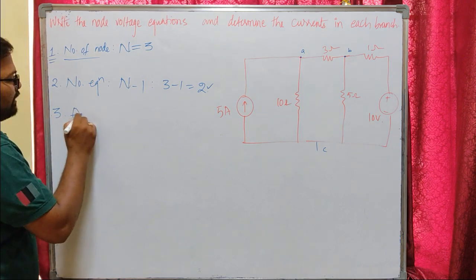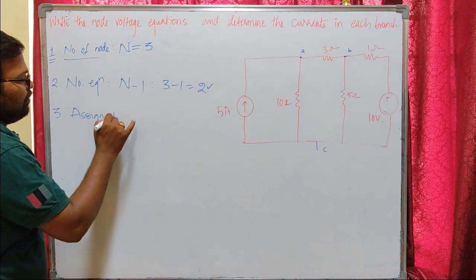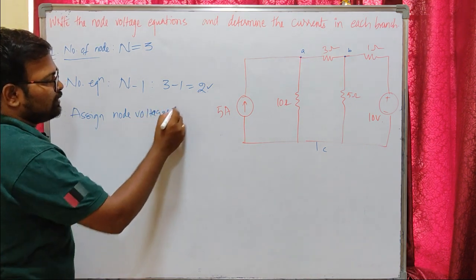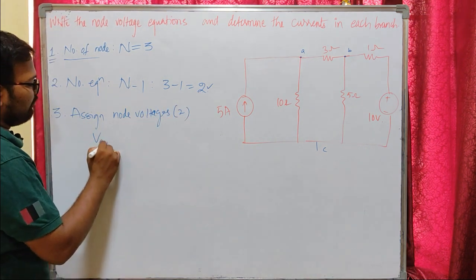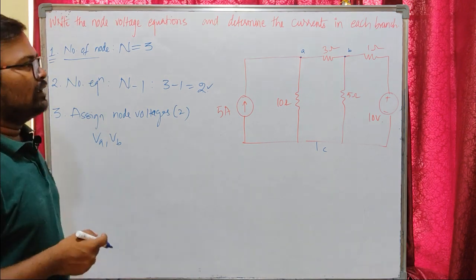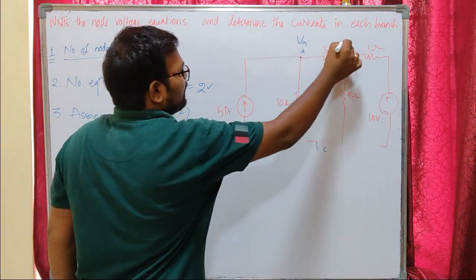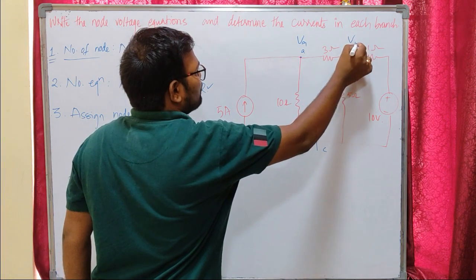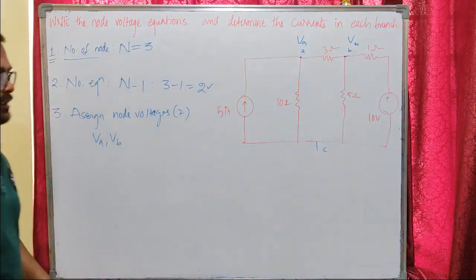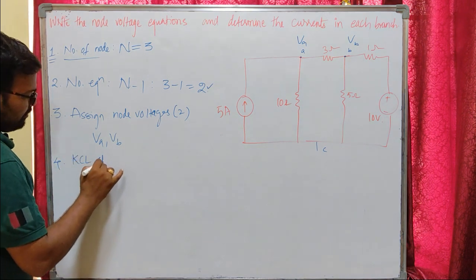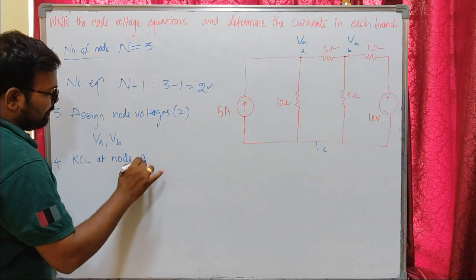So let us assign node voltages. Here we will be having 2 node voltages. Let us give them the names VA and VB because we have nodes A and B. At node A we are going to have a voltage VA and at node B we are going to have a voltage VB. So let us write the KCL equations, that is our fourth step. KCL at node A.